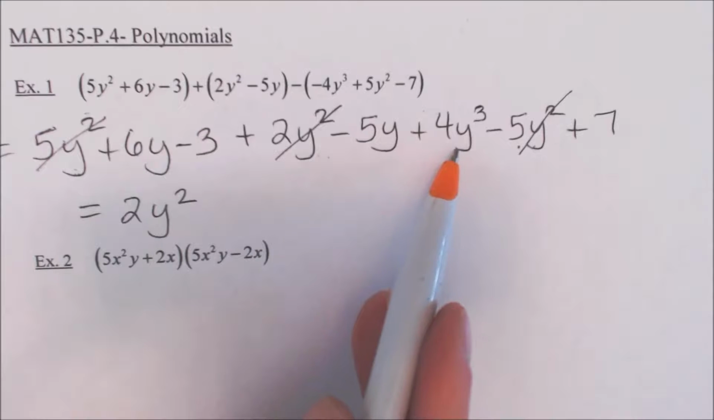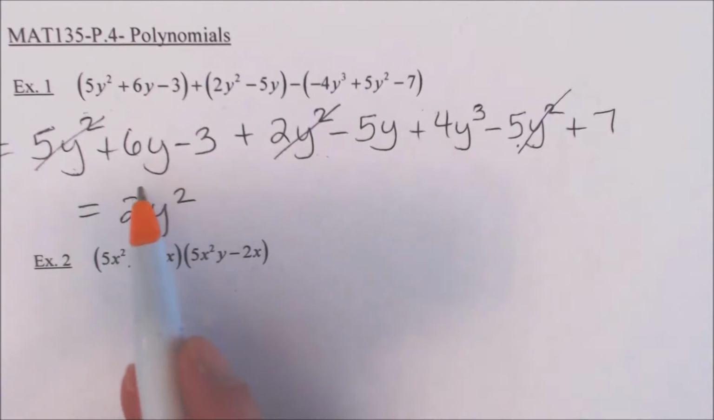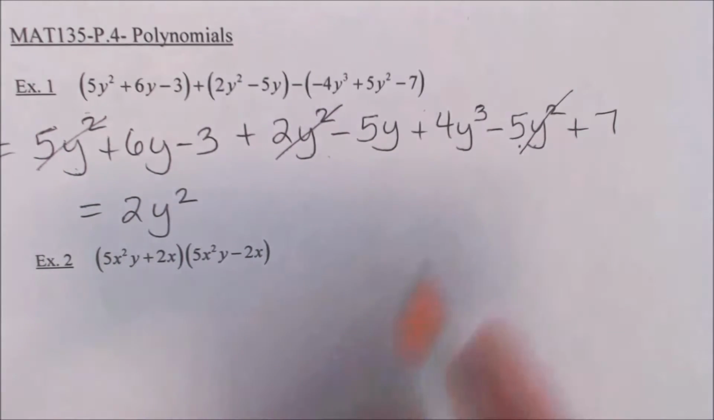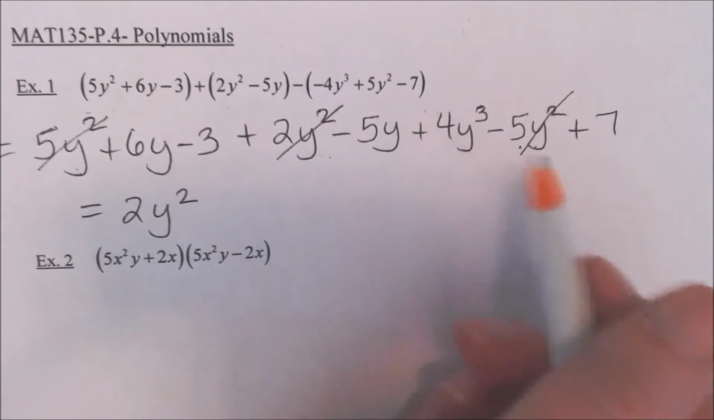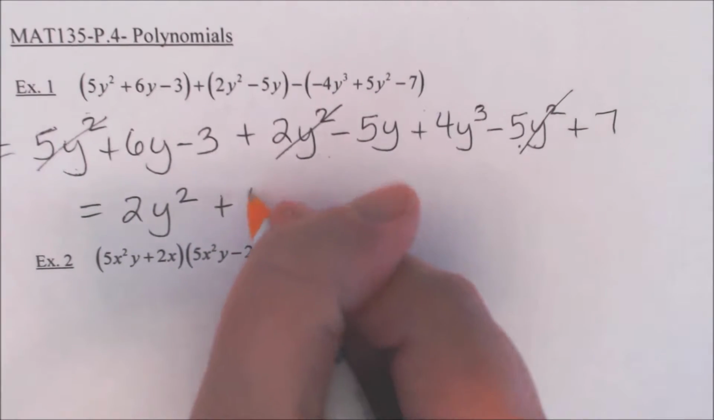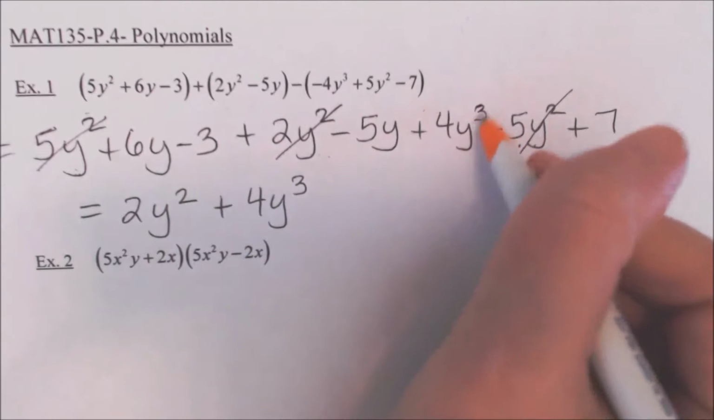We have a 4y cubed. I noticed that was the higher power. I probably should have started with that, but the order you write these in really doesn't make a difference. So let me go ahead and just put the 4y cubed. There's no other y cubed terms that it's going to combine with. So we're going to have plus 4y cubed.